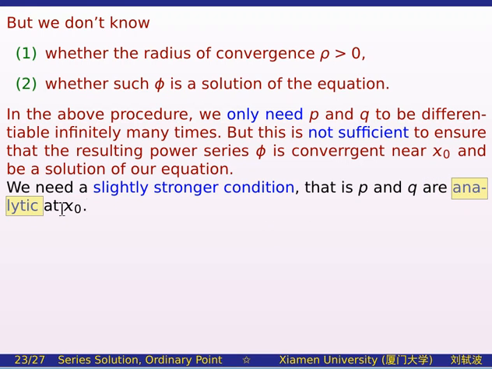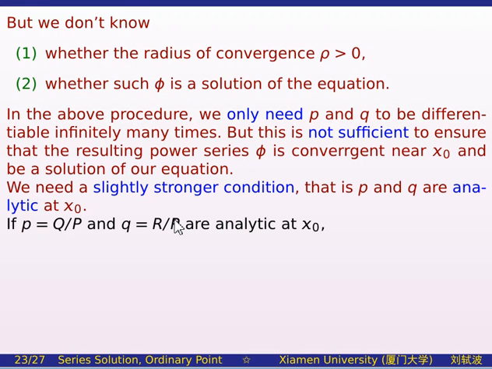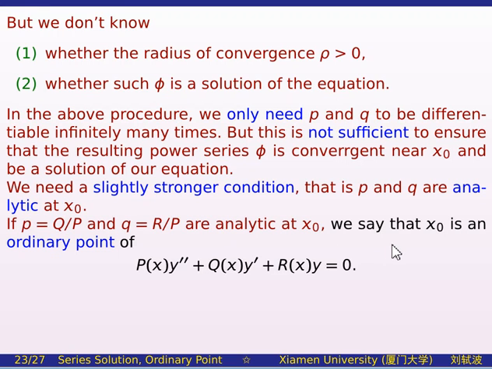This is a concept we introduced at the beginning of today's lecture. Okay. Now, if the small p and the small q are analytic at x0, we say that x0 is an ordinary point of this capital PQR equation. The concept of ordinary point we mentioned at the beginning of this lecture, but at the time we assumed that PQR are polynomials. For polynomials PQR, if P(x0) is not 0, then x0 is an ordinary point.